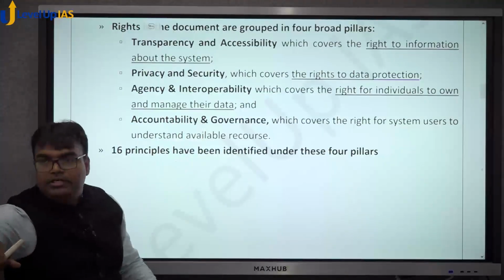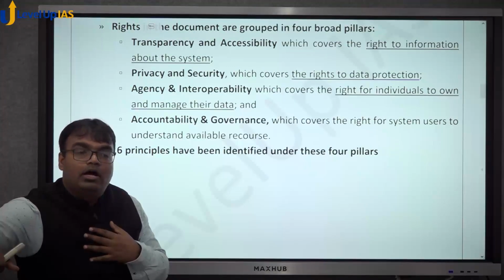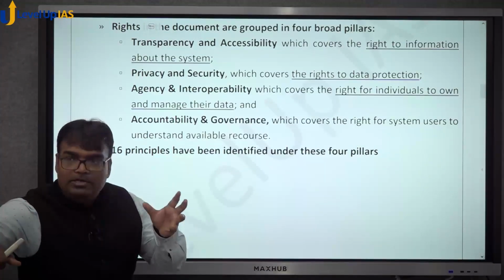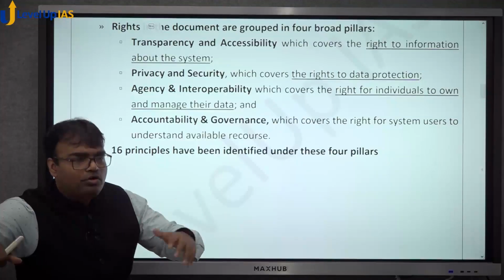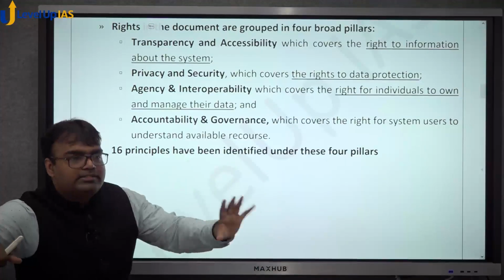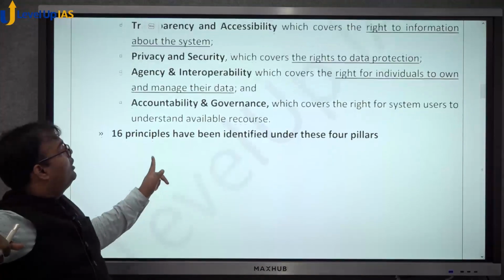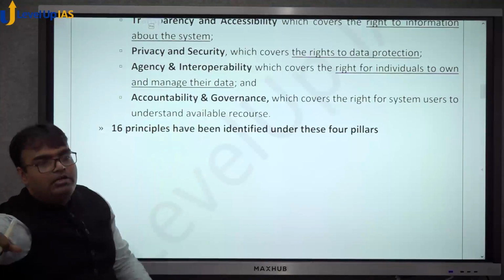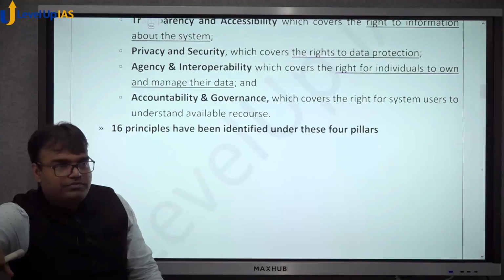Agency and interoperability. Agency means I should have control over my own data. Interoperability: the application which is being created should be interoperable with other similar kinds of systems. Accountability and governance, which covers rights of system users to understand and avail various resources which are available.